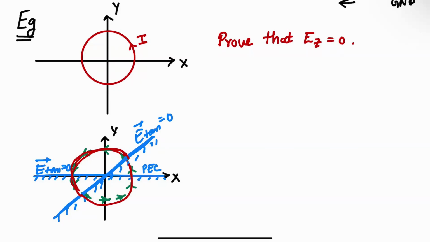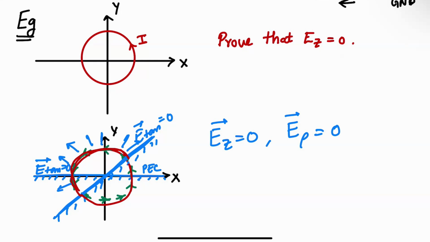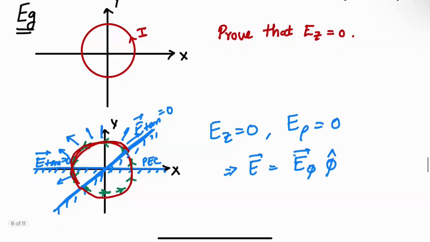That can only be true if Ez is equal to 0, right? It's in fact true also that E rho also must be 0, right? Because E rho is in this direction everywhere, right? And for a given plane, that would be 0. So this is another way to say that E can only have an E phi component, E phi hat. Okay, and that's a nice proof using image theory.